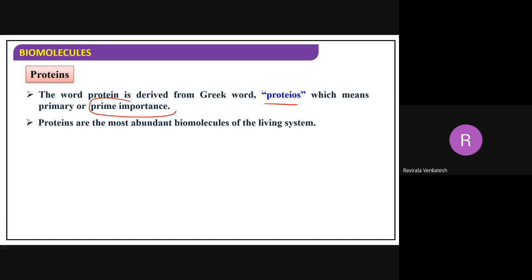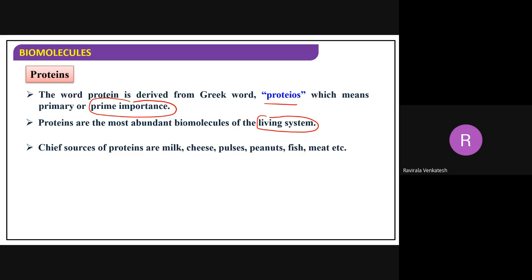Of primary importance it is. Proteins are the most abundant biomolecules of the living system. So when you observe living organisms, proteins are most abundant in them. The main sources of proteins are milk, cheese, pulses, isn't it? Peanuts, fish and meat.